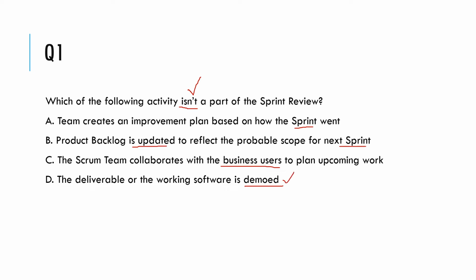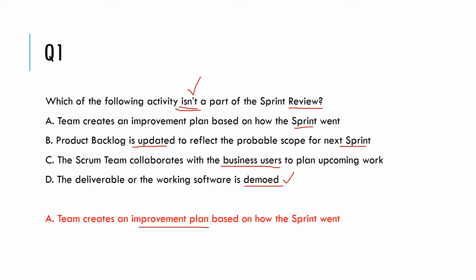So, what do you think? Which of these four is not a part of the sprint review? Remember, we are talking about sprint review. And the correct answer here is something which is part of the sprint retrospective and not sprint review. So when the team wants to create an improvement plan based on how the sprint went, that is something that they do in the sprint retrospective and not in sprint review.